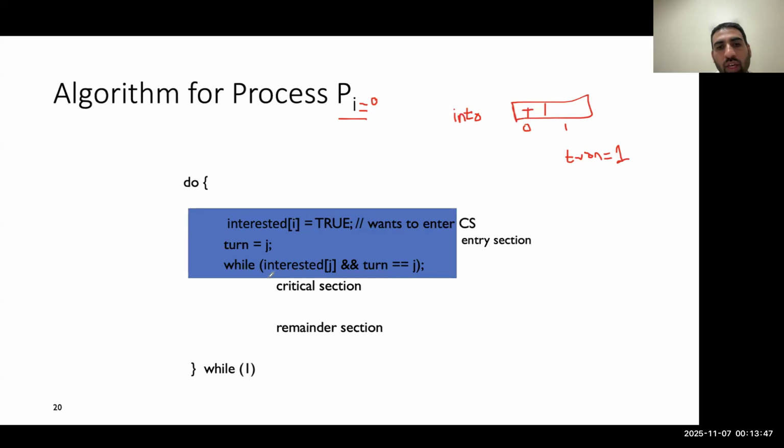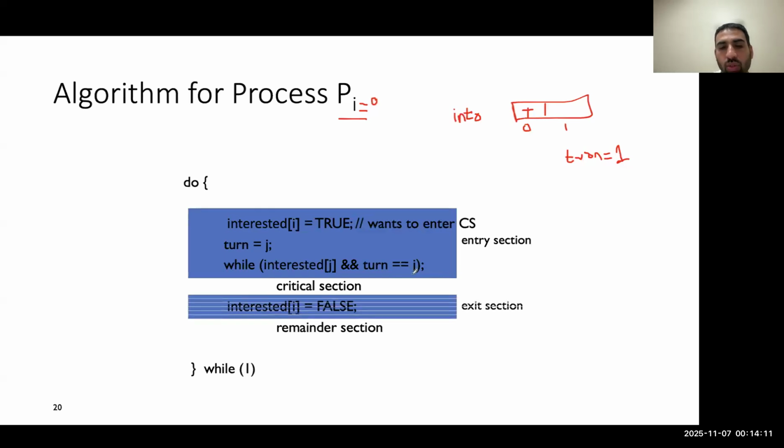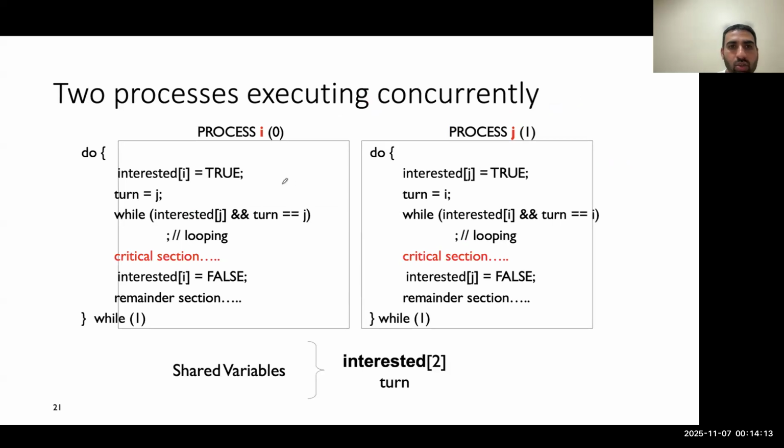Then it checks: while interested[j] and turn equals j. Here it is checking if the other process is interested and it is the other process's turn. If so, do nothing, wait. Remember that the other process will also be running at the same time, which takes us to the next slide. Here you have both versions again. This is your interested array.